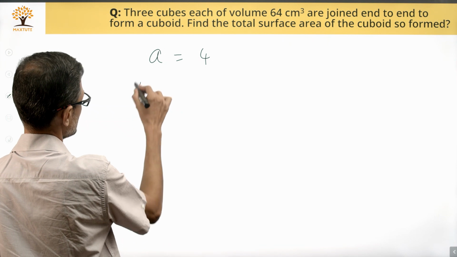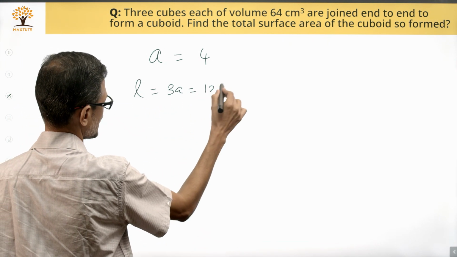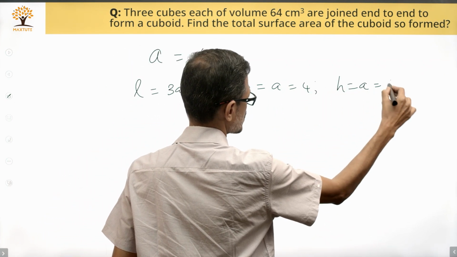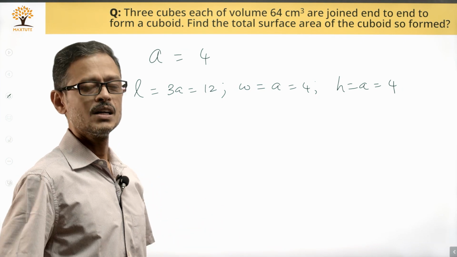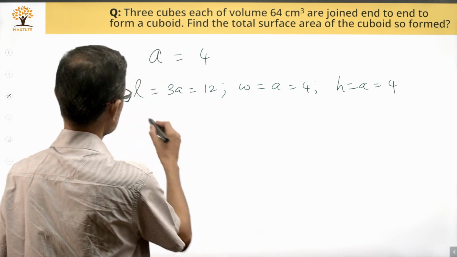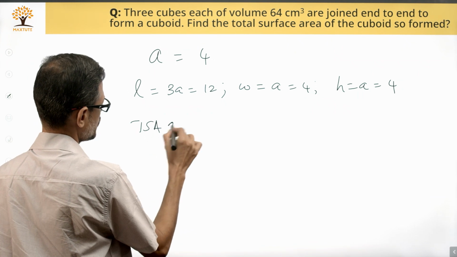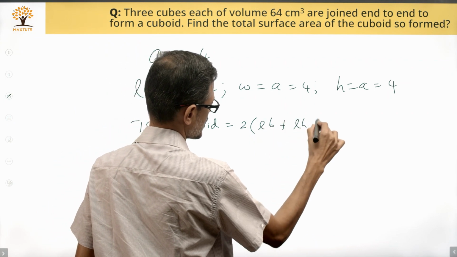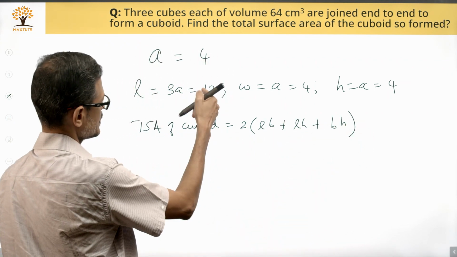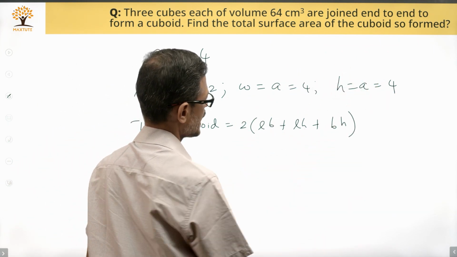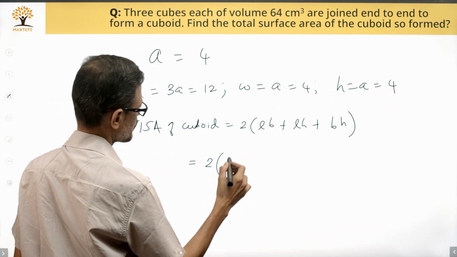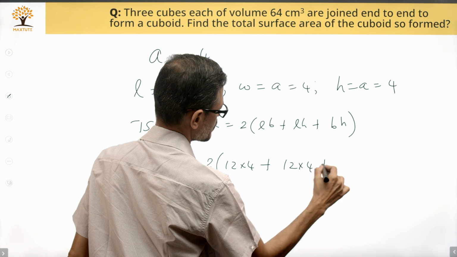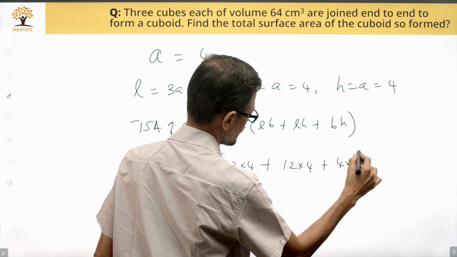If A is equal to 4, length is equal to 3A, which is 12, width is A, which is 4, and height is A, which is also 4, as far as the cuboid goes. What's the formula to compute the total surface area of a cuboid? It is 2 times (LB plus LH plus BH). Length is 12, breadth is 4, height is 4. So total surface area is 2 times (12 times 4 plus another 12 times 4 plus breadth and height, both 4, so 4 times 4).